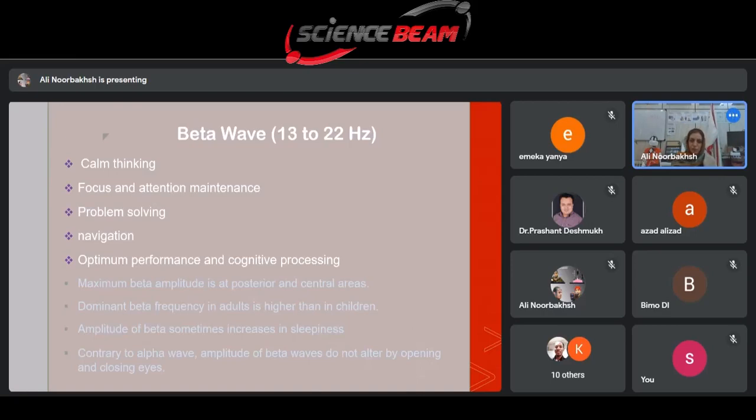Beta wave. A beta wave is related to calm thinking, focus, and attention maintenance, problem solving, navigation, optimum performance, and cognitive processing. Maximum beta amplitude is at the posterior and central area. In neurofeedback, we can see this part; it should be increased on the anterior. A dominant beta frequency in adults is higher than in children.